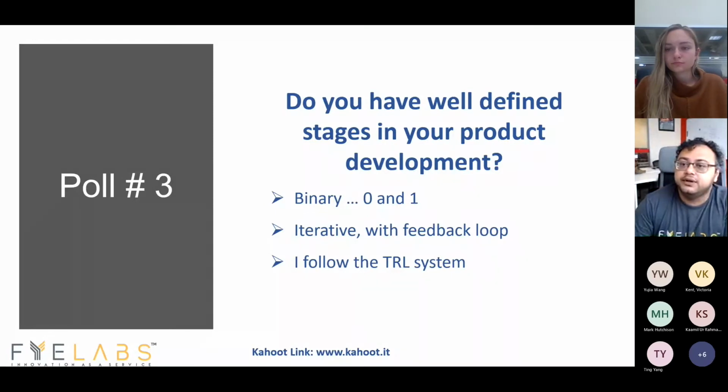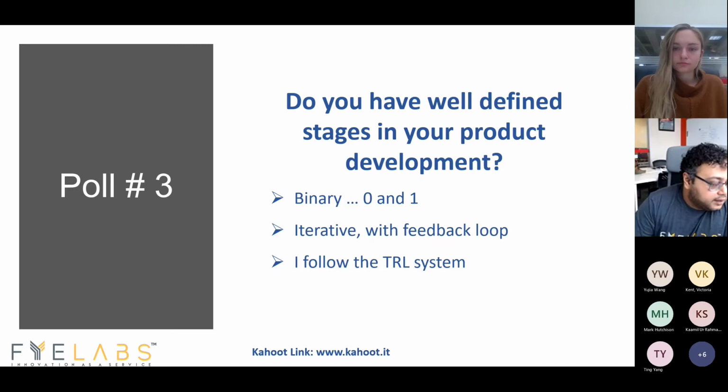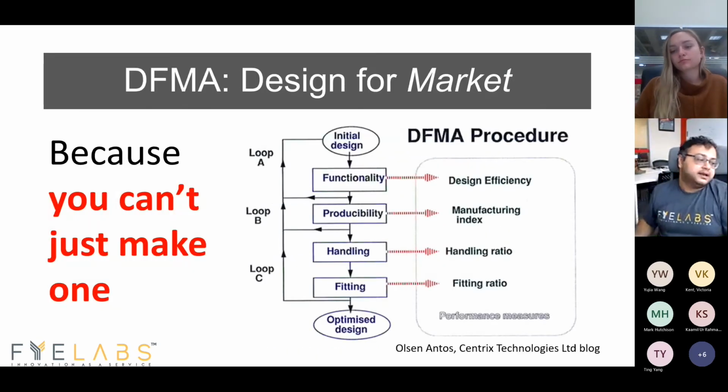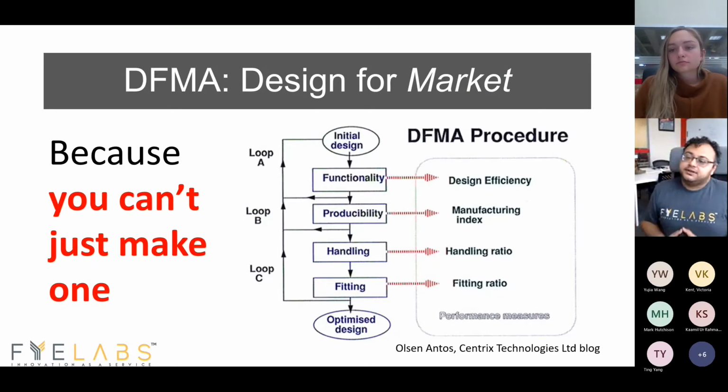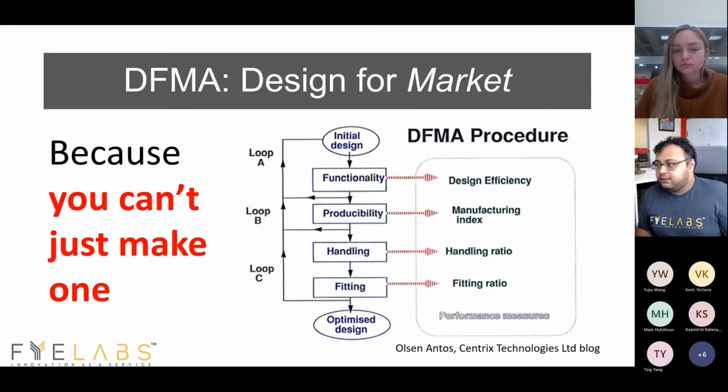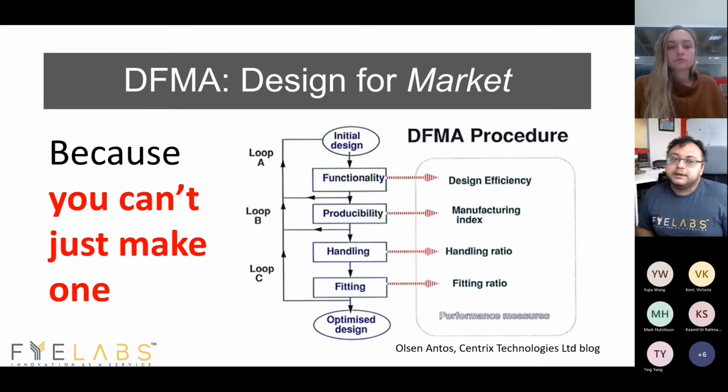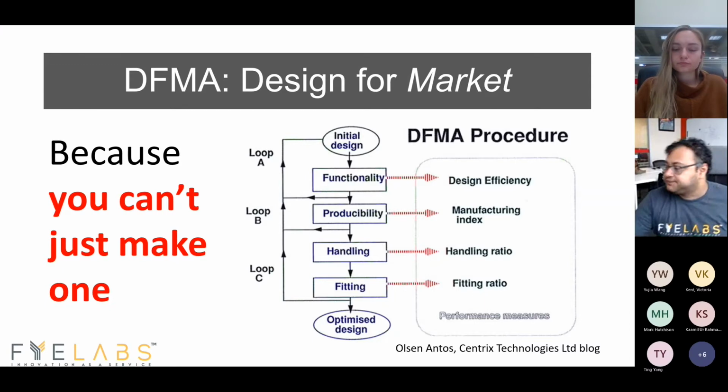So the next thing I wanted to talk a little bit about is this concept called DFMA, Design for Manufacturing and Assembly, also known as designing for market, because you can't just make one prototype. So one of the things I wanted to list here is when you're building a product, especially a hardware product, make sure you are incorporating some of these principles.